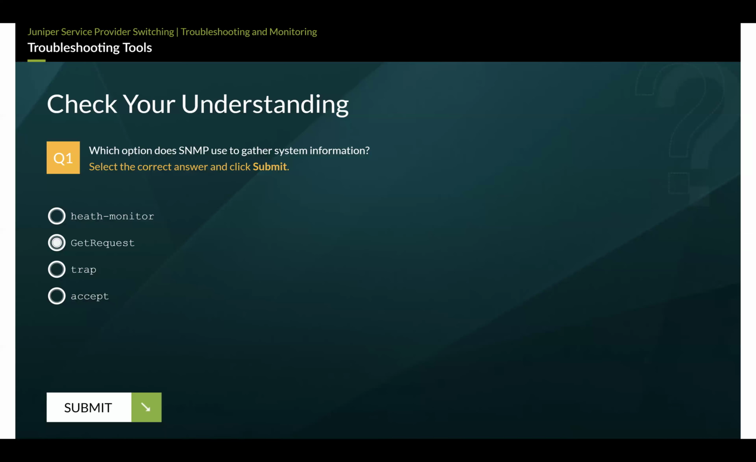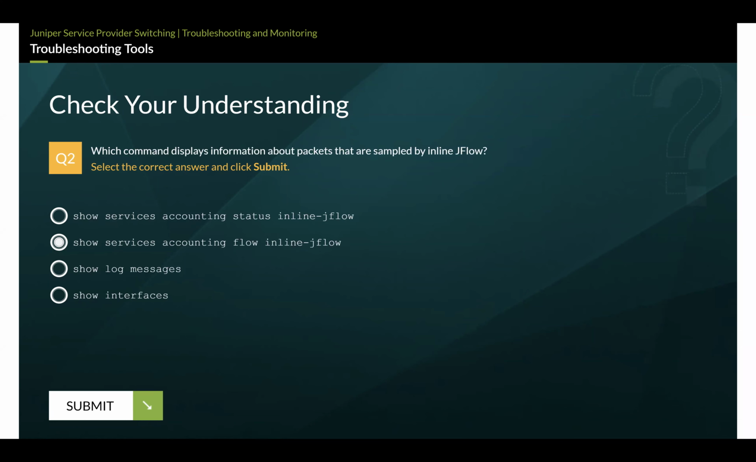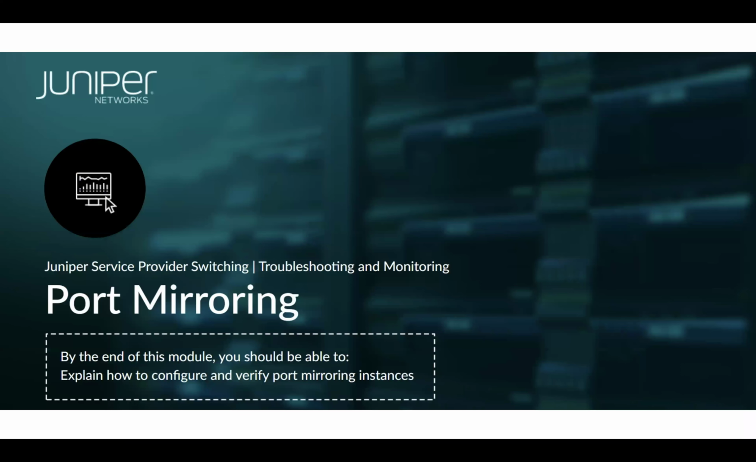So this is another question and answer section. Which option does SNMP use to gather system information? Get request. From the get request, it gets the information from your device. Which command displays information about packets that are sampled by inline JFlow? Show services accounting flow inline-jflow.